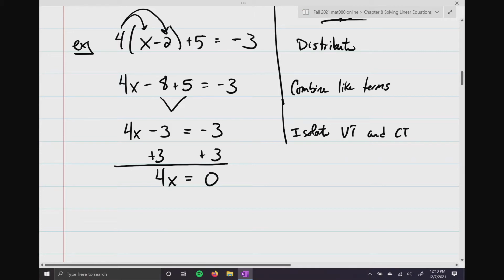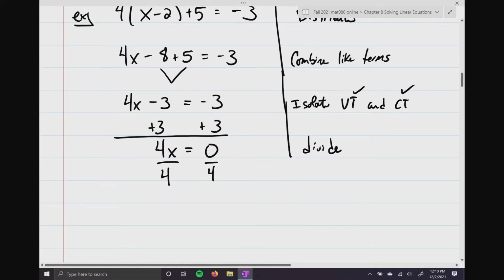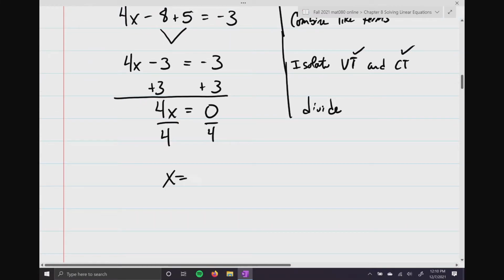So my variable term is isolated. My constant term is isolated. Now I just divide both sides by the number in front of the variable. So I just divide both sides by 4. So x equals, now remember, 0 divided by 4 you are allowed to do. So x equals 0.